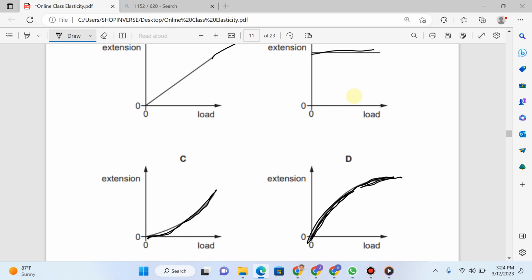This is plastic, it does not even extend at all. So no matter the load, there will be no extension. Actually this is plastic or probably something very brittle like diamond. So these are objects that do not obey Hooke's law at all. So let's go to the next one.